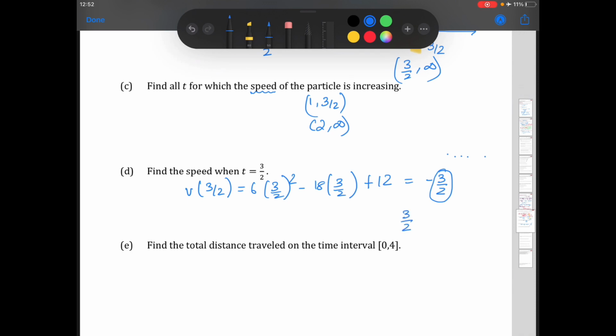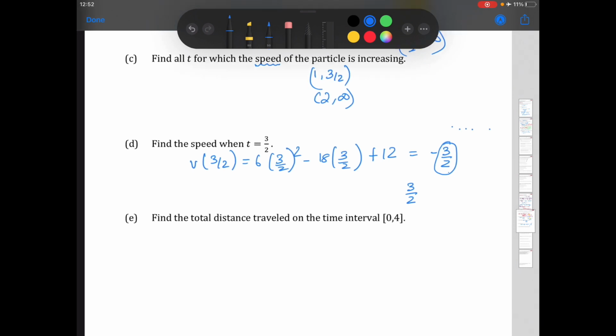Velocity can be negative or positive. If it's negative, the particle is moving to the left, and to the right when the velocity is positive. So always remember, speed is always positive.